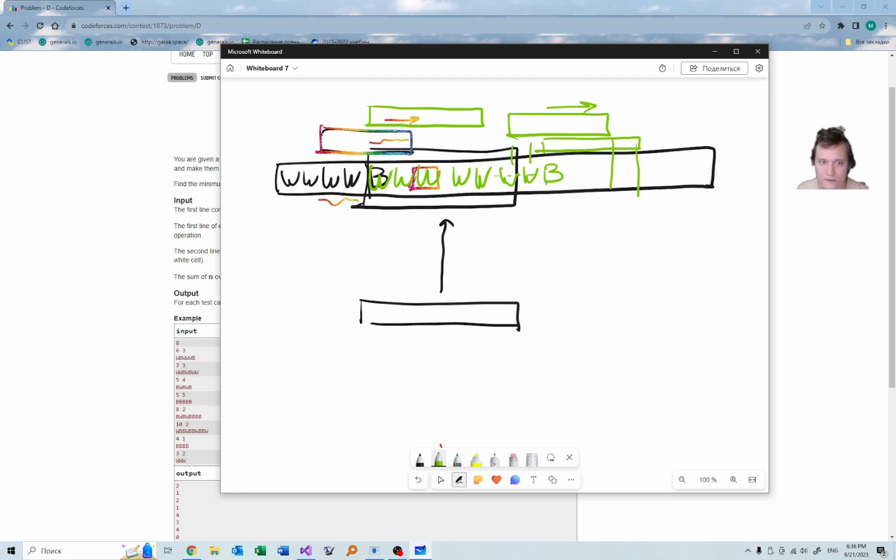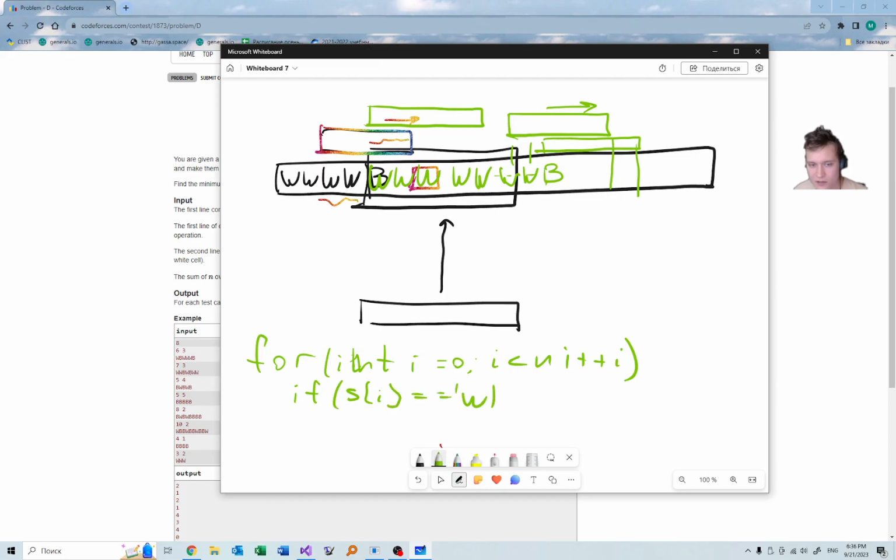Finally, the solution is as follows. You go through all chars of your string, and if the current char is white, then you continue, because you just move to the right. Otherwise, you say that the answer is increased by 1 because you need to apply this operation.